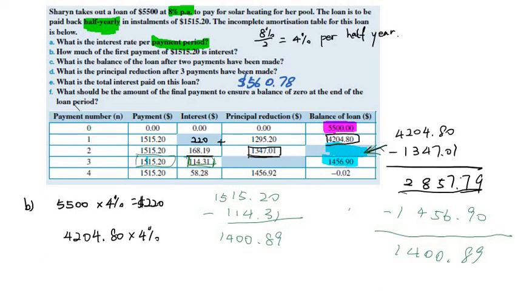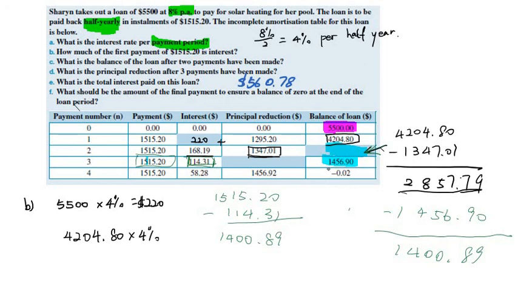F. What should be the amount of the final payment to ensure a balance of zero at the end of the loan period? What it's saying is that if we look at the final payment over here, which is payment number 4, the amount of payment being made is still 1,515.20. But you can see that the balance of loan is negative 0.02. The negative number over here means that I'm not owing the bank money anymore. The bank is owing me 2 cents.